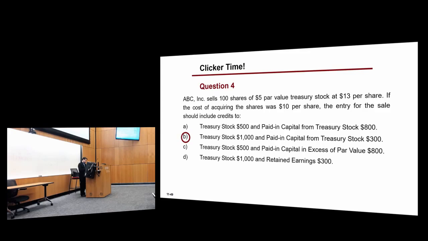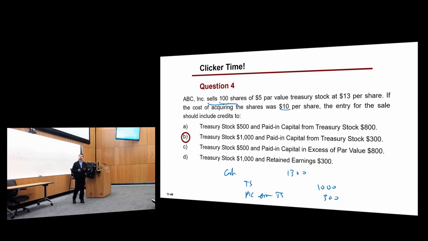First, you debit? No, the company is selling. The company is selling 100 shares. So the company will debit cash. How much? It is at $13, so it's $1,300, right? This is based on the sale. The company will credit treasury stock based on cost. It is 100 shares at $10, so it is 1,000, right? The difference between the two will be paid-in capital from treasury stock. That will be 300.